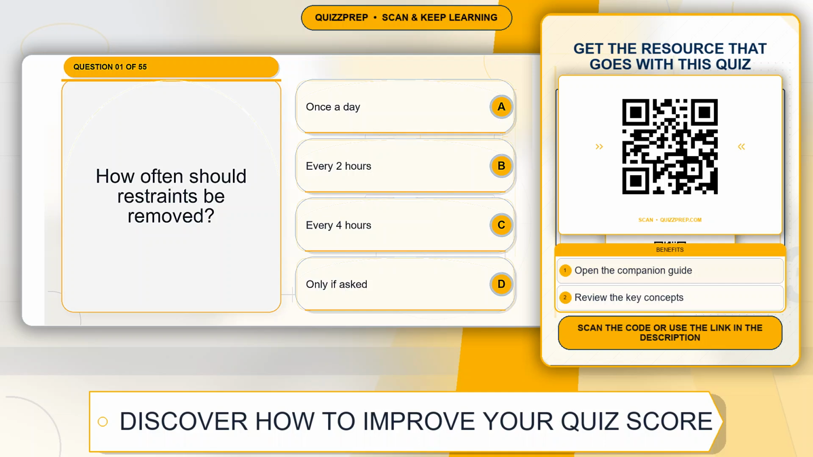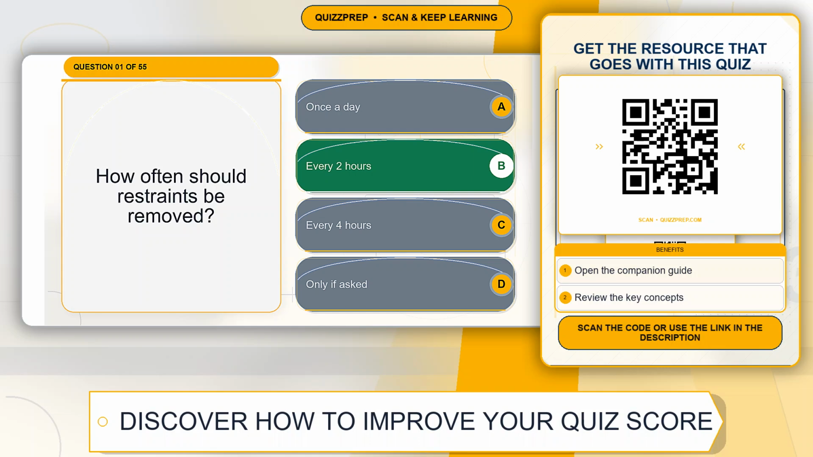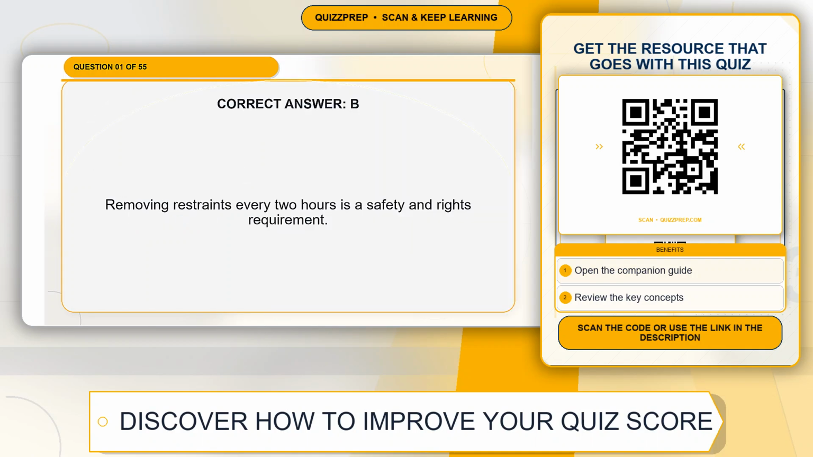Question 1. How often should restraints be removed? Option A, once a day. Option B, every 2 hours. Option C, every 4 hours. Option D, only if asked. The correct answer is option B, every 2 hours. Explanation. Removing restraints every 2 hours is a safety and rights requirement.